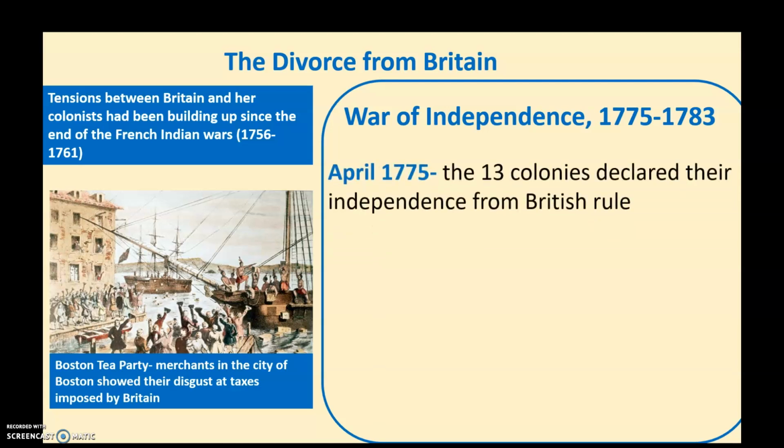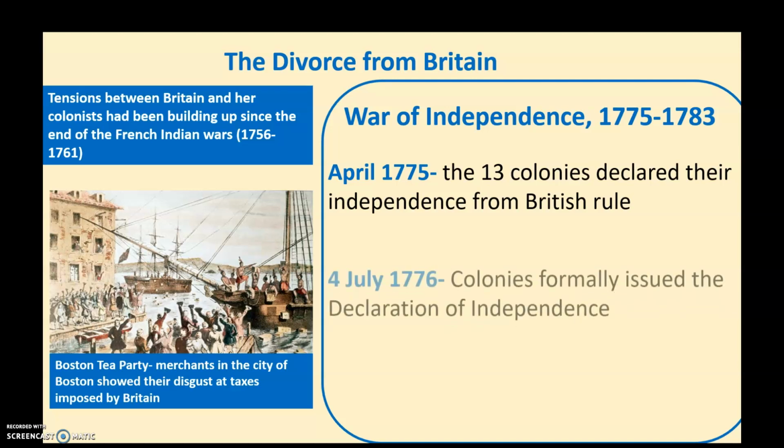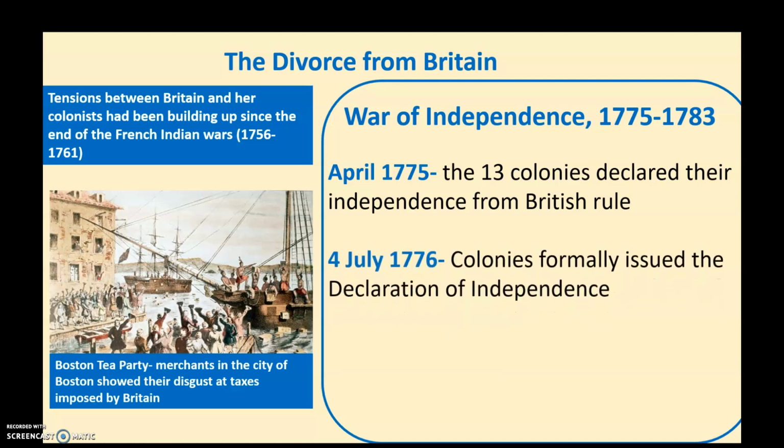It takes place between 1775 and 1783. So in April 1775, the 13 colonies declare their independence from British rule. They say, Britain, we have nothing to do with you anymore. We're going to rule ourselves. You can go and do one, essentially. On the 4th of July 1776, the colonies formally issue a Declaration of Independence, where they formally write down that we are independent from Britain.